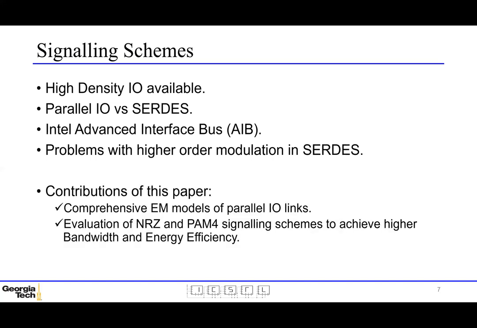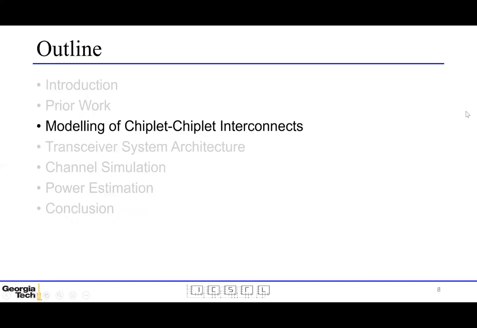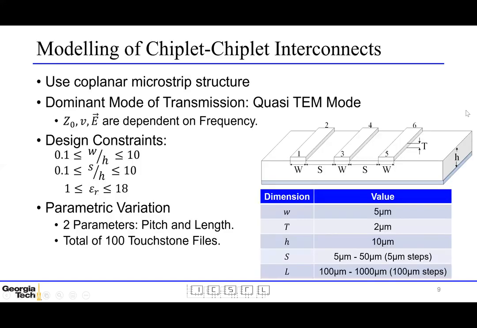The key contributions of this paper include a building of comprehensive EM models of parallel I/O links and evaluation of NRZ and PAM4 schemes to get higher bandwidth and energy efficiency. To model the communication channels, we invoke a coplanar microstrip model for on-chip interconnects. This is a symmetric structure, that is, the spacing between the microstrips, or the pitch, is uniform and all the channels are of equal thickness and width. In this study, the middle channel will be the victim and the outer two channels act as aggressors, interfering with the signal on the victim.